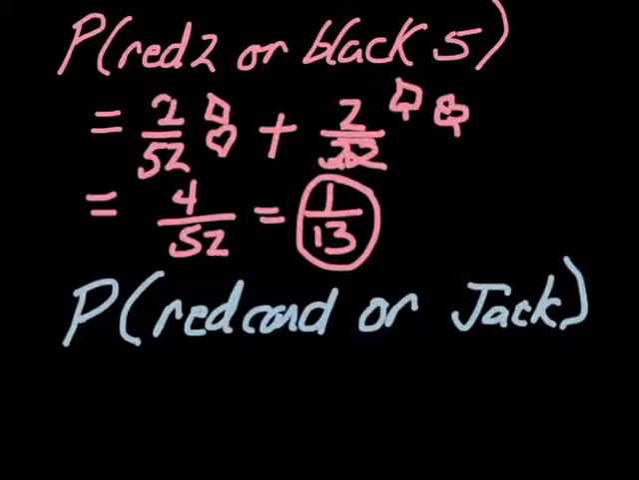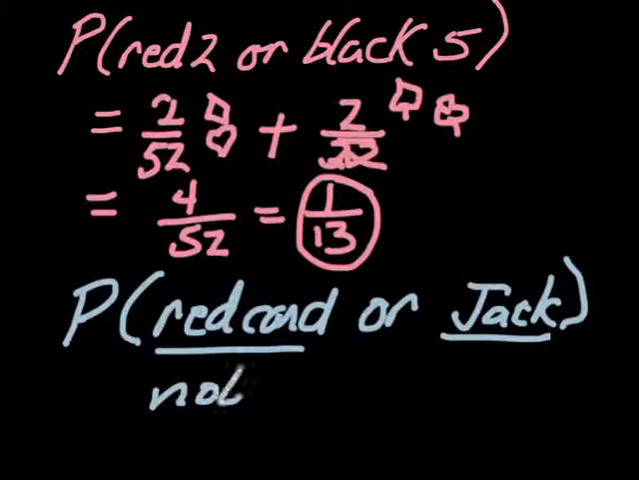Now what's the problem with this? Can you think of it? That's right. These are not mutually exclusive. And why are they not mutually exclusive? Because there are some jacks that are red. So it turns out we need another formula for the case where they're not mutually exclusive. And it's very similar to the one we've done before.